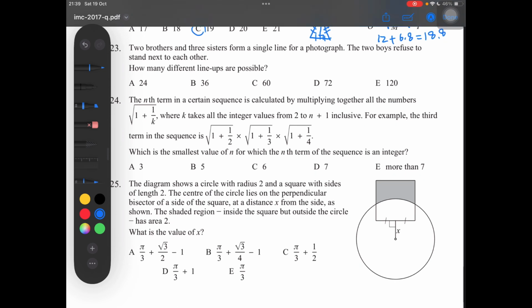2 brothers and 3 sisters form a single line for a photograph. 2 boys refuse to stand next to each other. How many different lineups are possible? So they don't want to... So let's make the line for sisters first. So let's say like this.